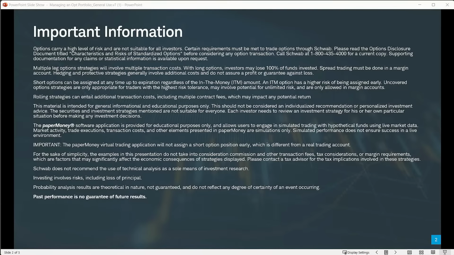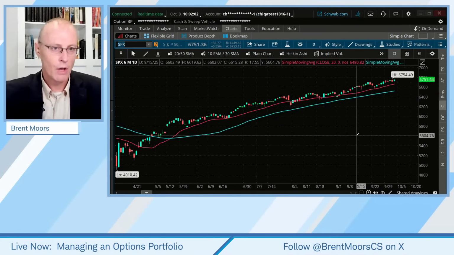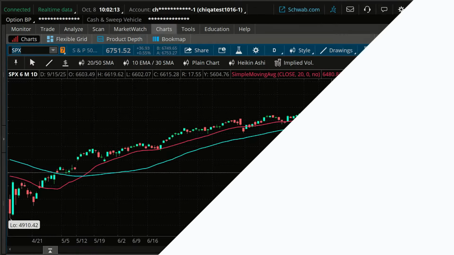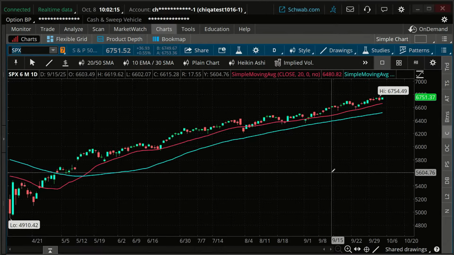Let's head on over to the Thinkorswim platform. This is the S&P 500. We've climbed. Actually, I guess we didn't open a little bit lower today. We opened closer to neutral, I think. But since then, it's more of the same.